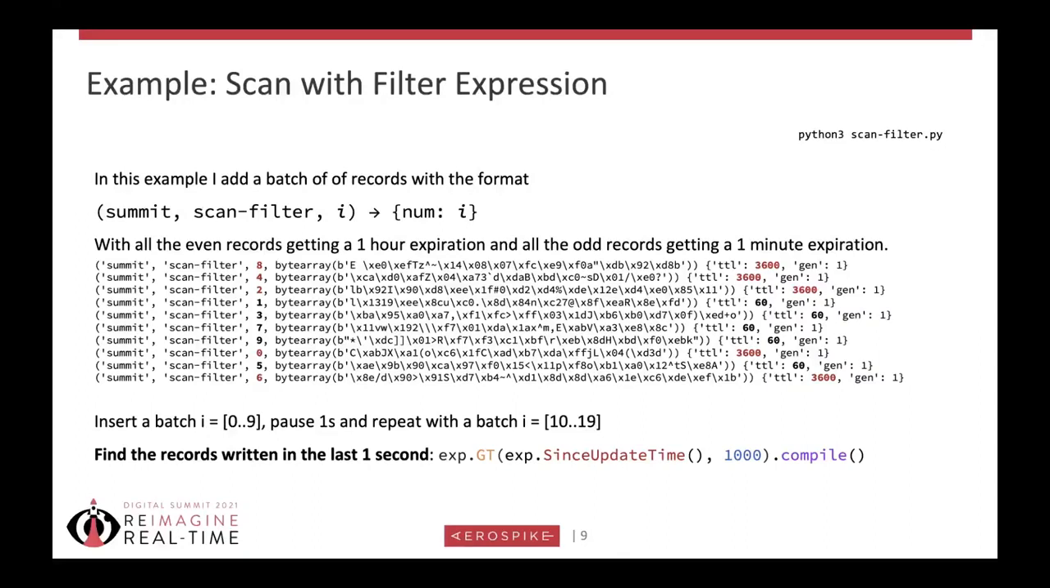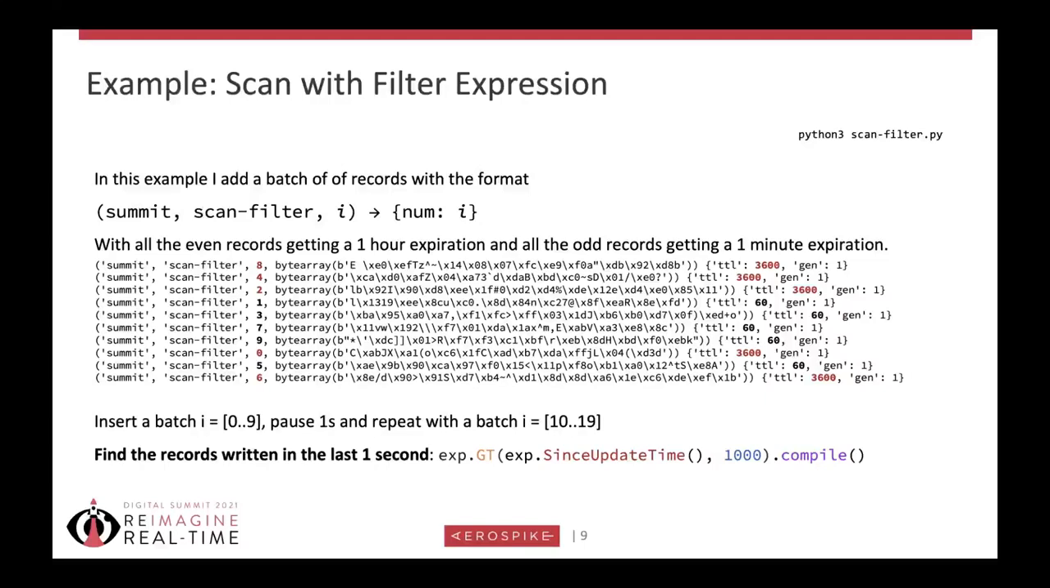First thing, the left-hand side here is the key. The namespace is called summit by default. The set name is scan filter. And then the user key is just an integer. The record itself has one bin called num, and it has the same exact integer value as the key. And we're going to leverage that later.